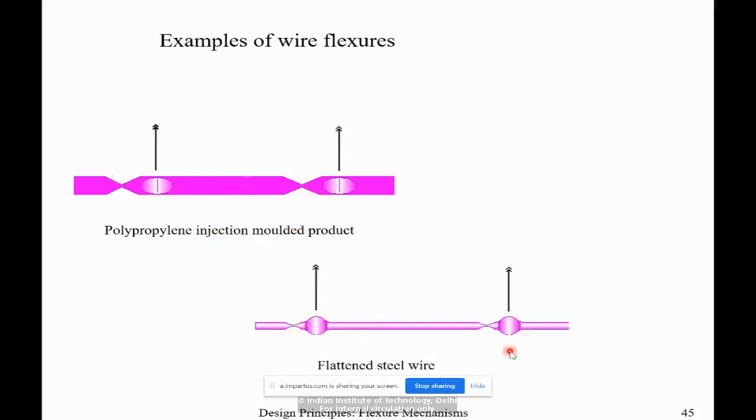So these are some simple examples. This one is made out of steel wire. The top one is an injection molded part. That's why these days you see a lot of these designs, because they are made out of plastics very easily.